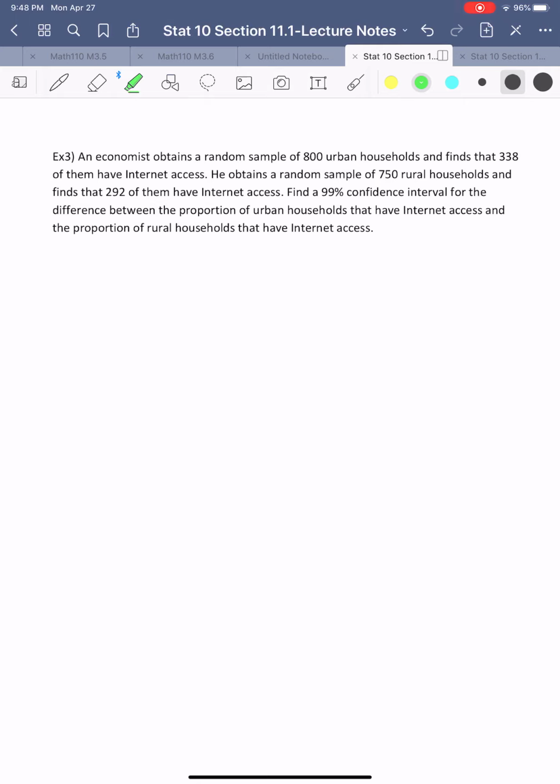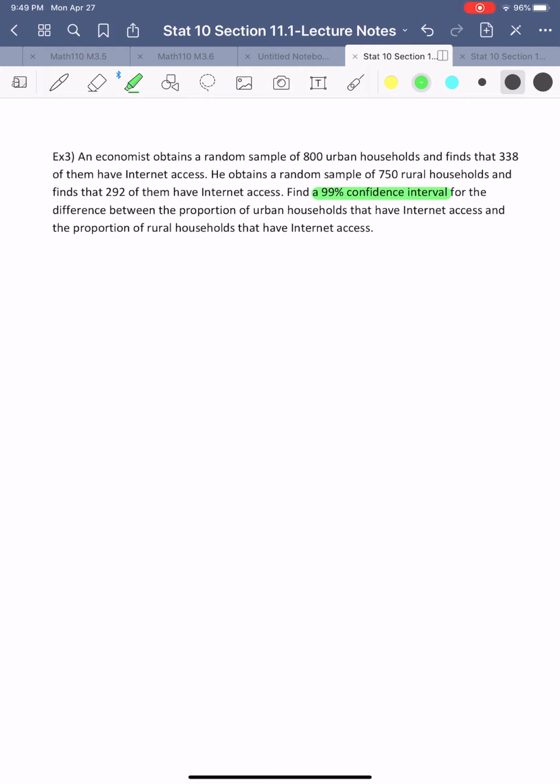So, economists obtain a random sample of 800 urban households and find that 338 of them have internet access. They obtain a random sample of 750 rural households and find that 292 of them have internet access. We use a 99% confidence interval for the difference between the proportion of urban households that have internet access and the proportion of rural households that have internet access.